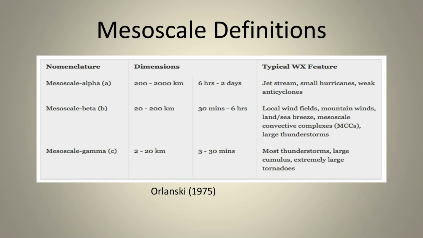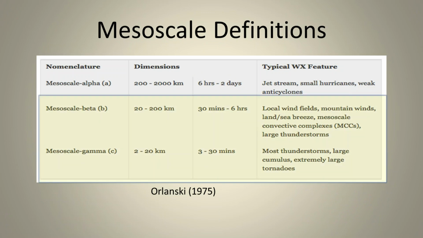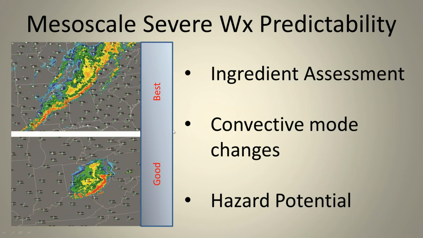So just a little bit about mesoscale definitions. We're talking about the typical nomenclature that we're looking at here: mesoscale beta, on the dimensions of 20 to 200 kilometers and a time frame of 30 minutes to 6 hours. This is really where you can make your money. And then on the gamma scale, even a shorter time frame, where you're looking at thunderstorms. And again, thunderstorms will change the environment, but these are kind of the two major areas that can be very effective in mesoscale analysis. And the predictability kind of increases from bottom up.